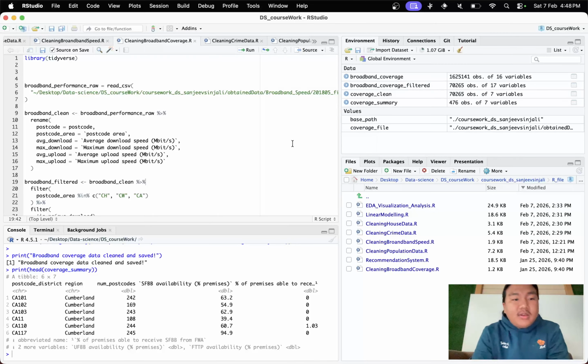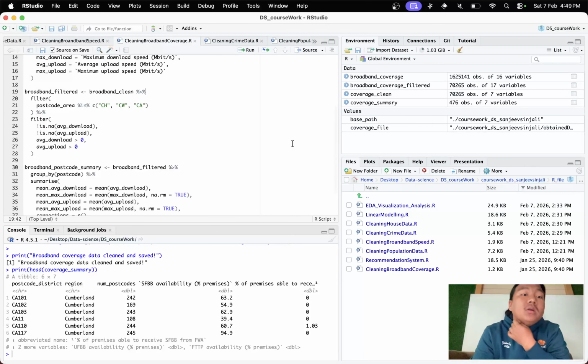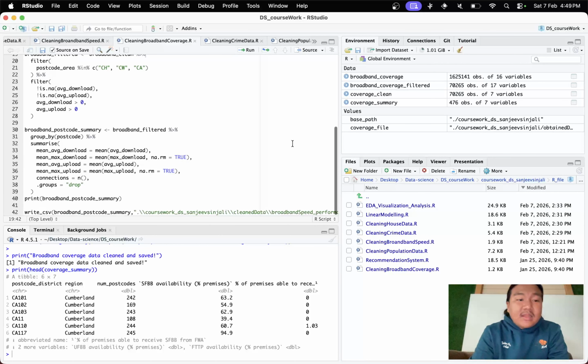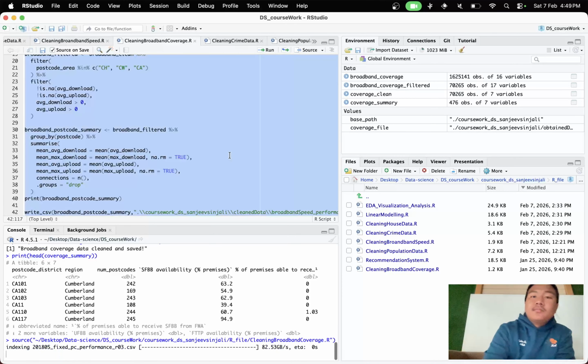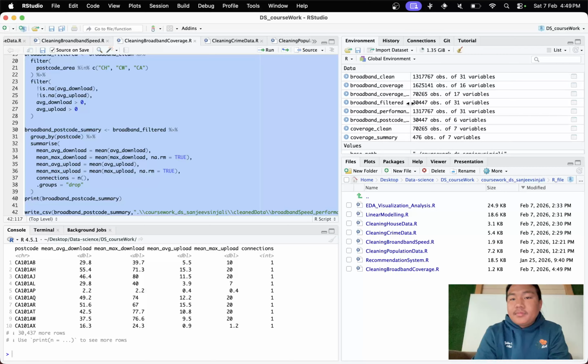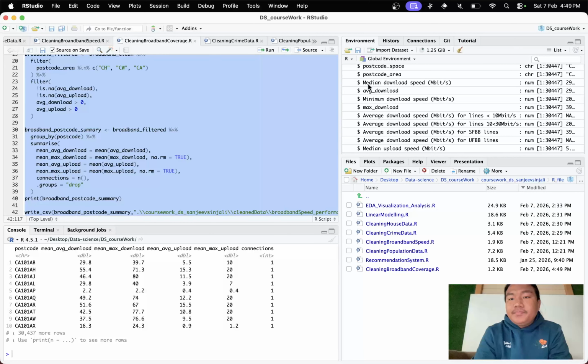And for cleaning broadband coverage data, I first renamed the columns to make them easier to work with. I removed missing values, standardized coverage types, and aggregated coverage information by postcode. This allows comparison of connectivity availability across different areas and provides a clear picture of broadband coverage by postcode, coverage summary. We have this.